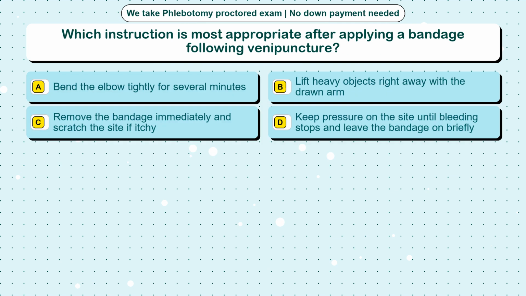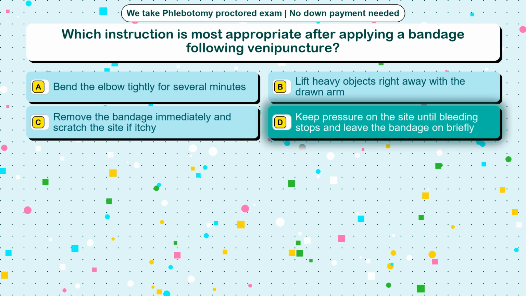Question 58. Which instruction is most appropriate after applying a bandage following venipuncture? Option A. Bend the elbow tightly for several minutes. Option B. Lift heavy objects right away with the drawn arm. Option C. Remove the bandage immediately and scratch the site if itchy. Option D. Keep pressure on the site until bleeding stops and leave the bandage on briefly.